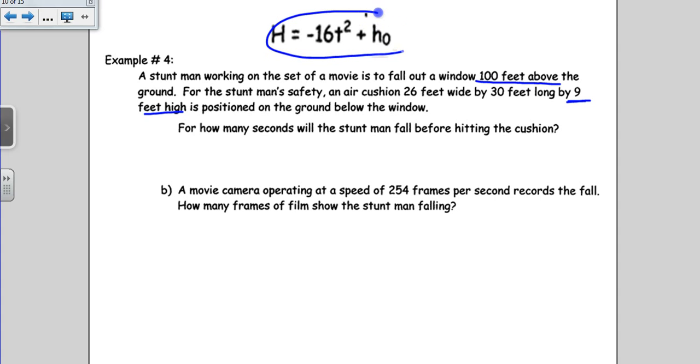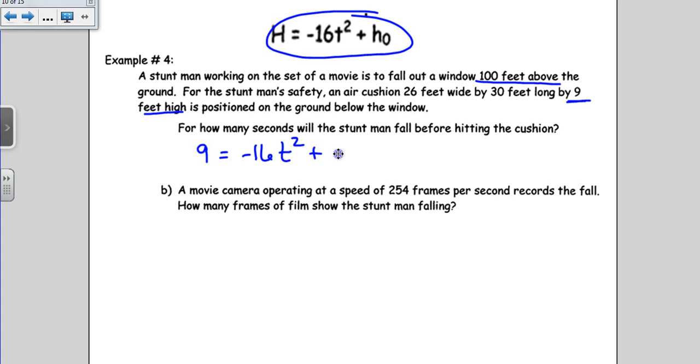So using our formula, which is listed at the top here, our final height after the stuntman drops to the cushion, let's neglect to think about the cushion falling down. Let's just say it's 9 feet high. That's 9 equals negative 16, and I don't know the time. That's what I'm going to look for.